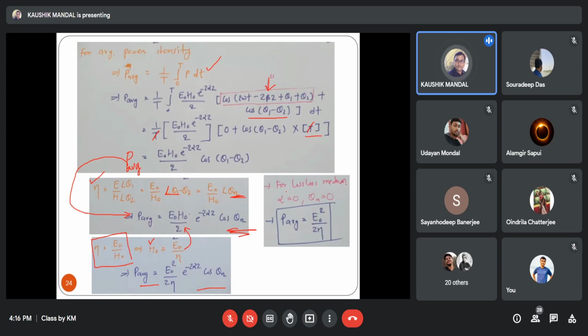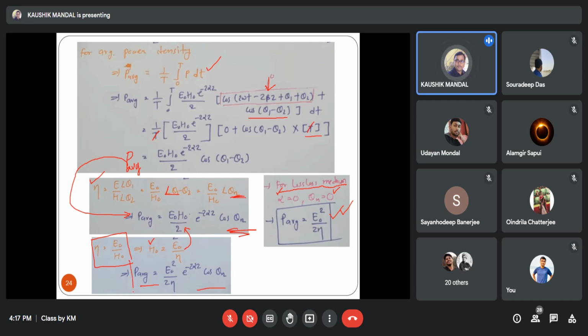Now if we consider a lossless medium, we have already seen the value of alpha: alpha equals 0. What is the value of theta n? Theta n equals 0. So what will be the average power density? That is E0 square by 2 eta. That is the equation of average power density in a lossless medium.